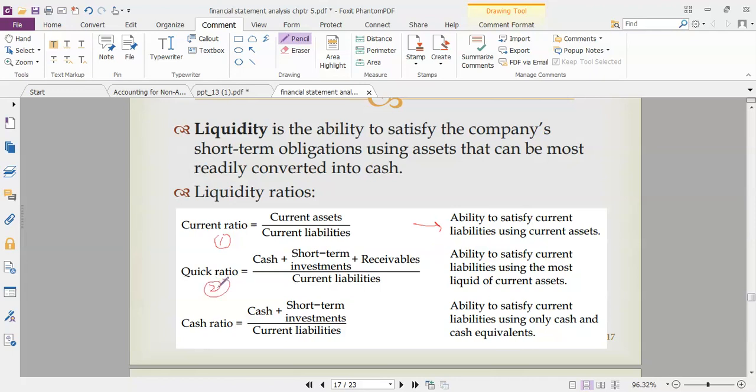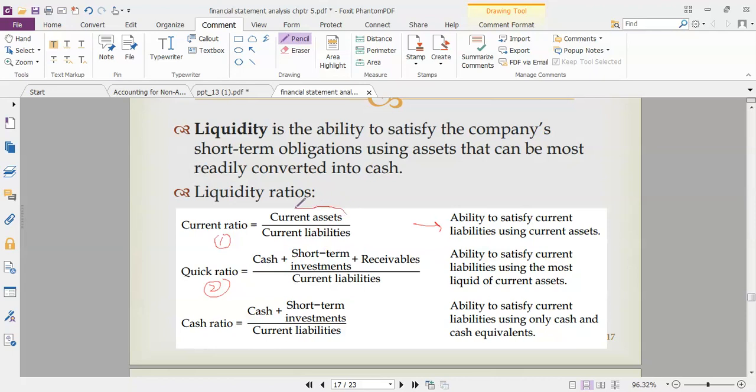The second one is the quick ratio. Quick ratio is quite different from the current ratio. To calculate the quick ratio, we just use the current assets that are more liquid. We do not include the inventory and also accruals and prepayment. No need to add them on to calculate the quick ratio.